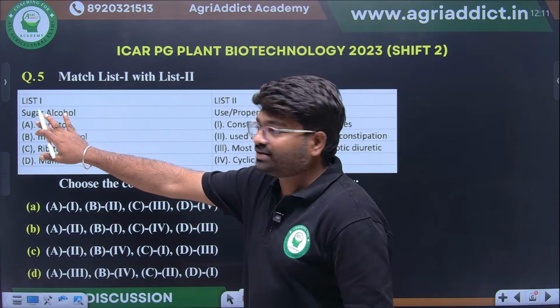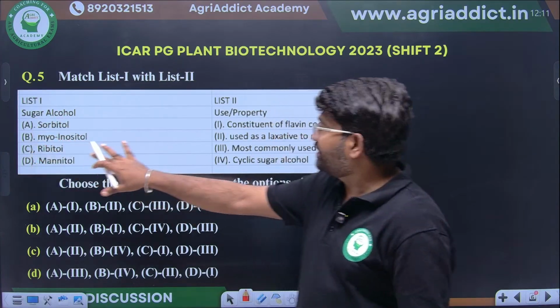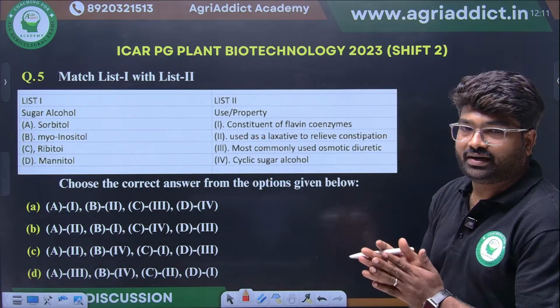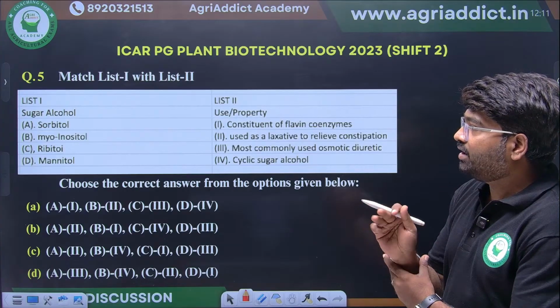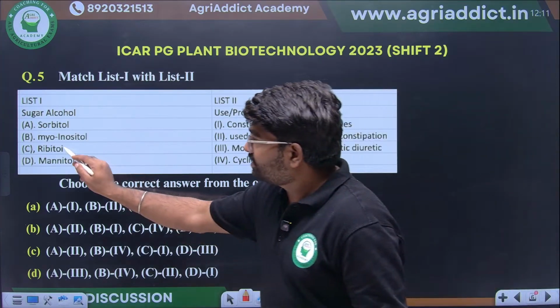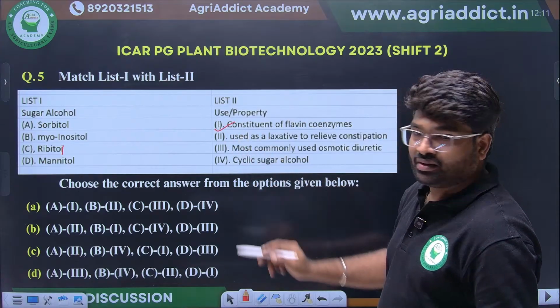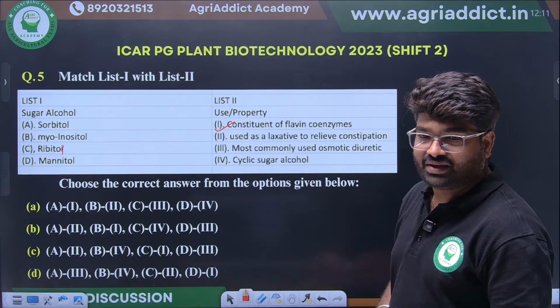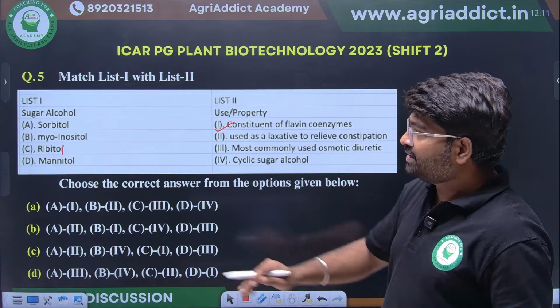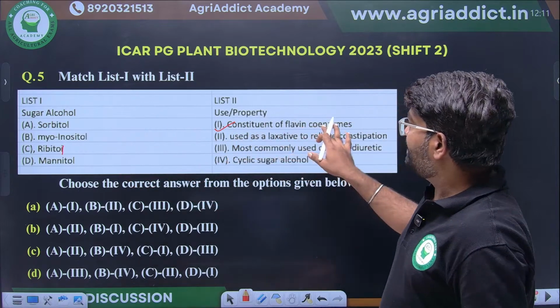This is a very simple question. They have given different alcohol forms of sugar, and we have to match them with their properties. Sorbitol, mannitol, myoinositol, ribitol. This we have already seen. Ribitol is a constituent of flavin coenzyme. Yes, we have discussed this in our vitamin class.